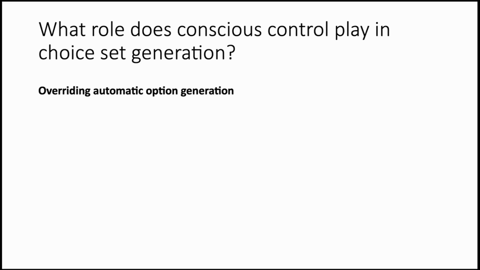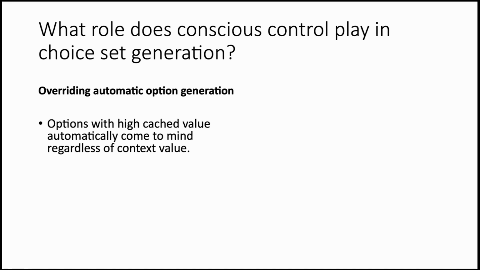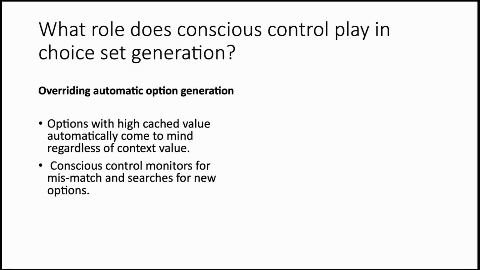automatic option generation. So you can think about it as maybe kind of an actor-critic kind of way, but the idea is that there's going to be this option generation process where the options that have high value are going to automatically come to mind, regardless of whether or not they're good for the particular problem you're trying to solve. But you're going to have this conscious control process that's going to monitor for mismatches between the value that you think that option should have given its historical value and the value that it has in the current context. And then conscious control is basically going to reject that option and then guide you to continue to generate more.